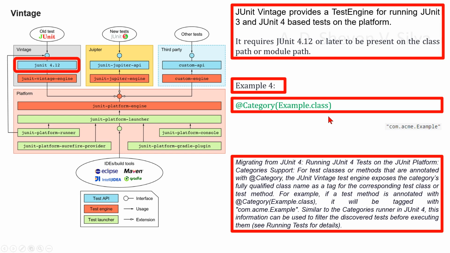For example, if a test method is annotated with the category Example.class, it will be tagged with com.seme.example. Similar to the Categories runner in JUnit 4, this information can be used to filter the discovered tests before executing them.